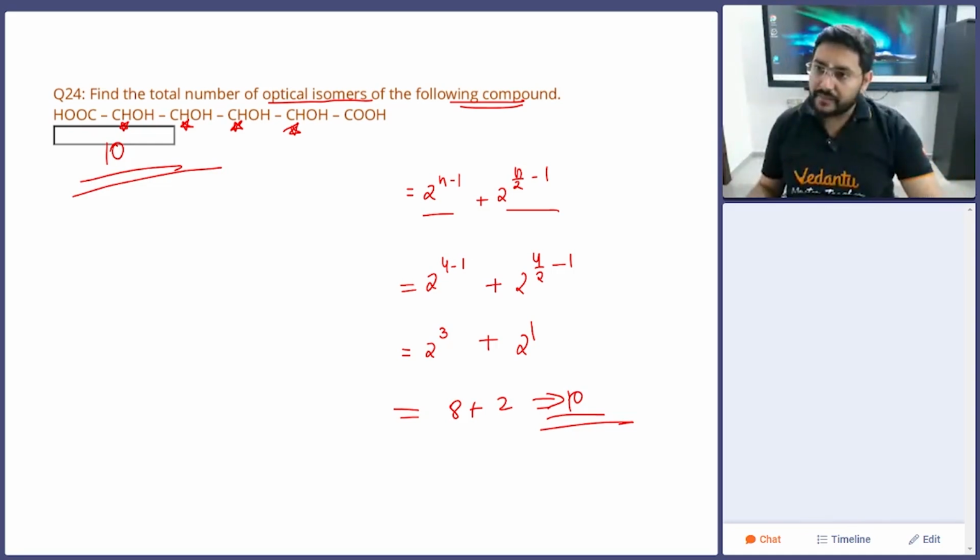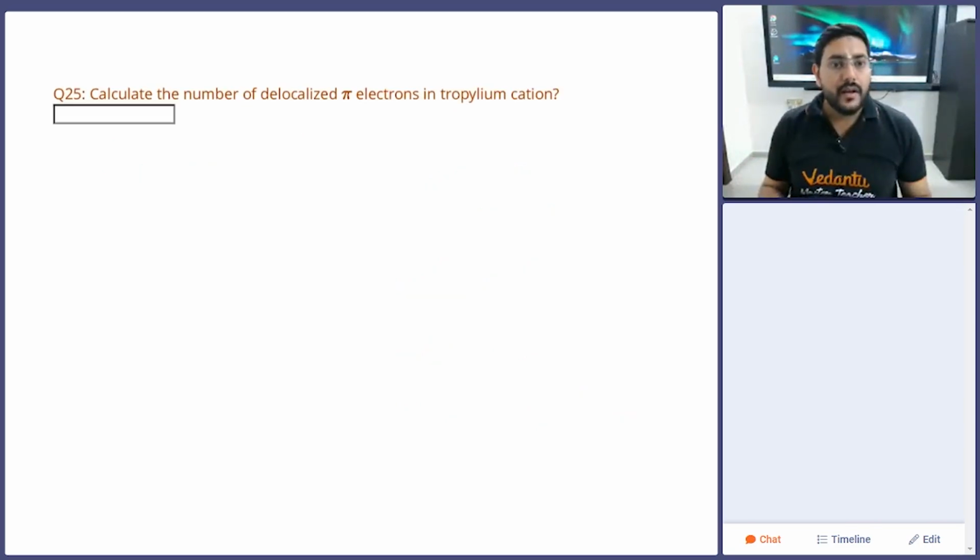Is this part clear? Yes, this part is 100% clear to you guys. Come on everyone, tell me, be fast. Yes, my lovely future engineers, is this part clear? Now moving towards the next question. Calculate the number of delocalized pi electrons in the tropylium cation.